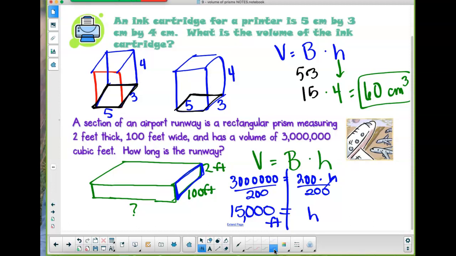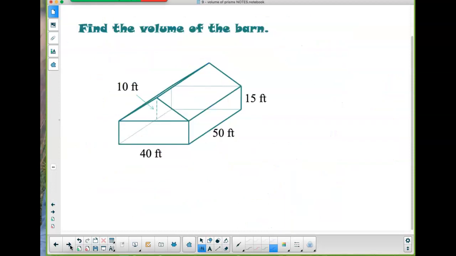Okay, one last problem. This one says find the volume of the barn. In order to do this, we need to break it into two parts. What shapes do we have here? What shapes make up this barn?